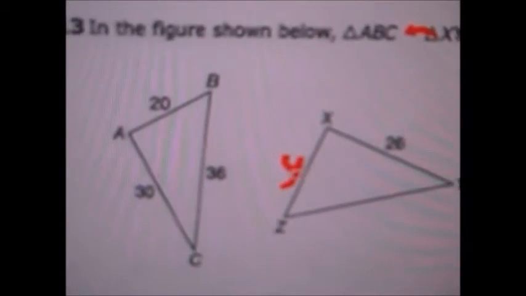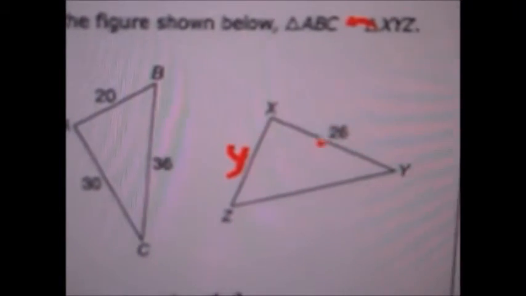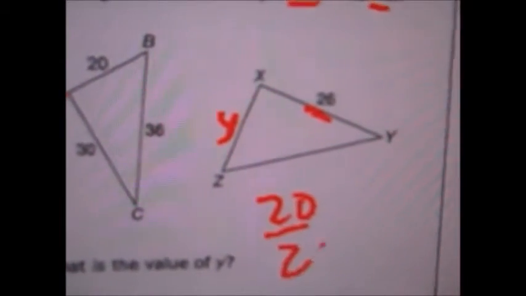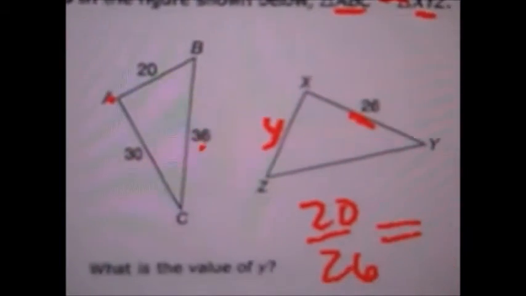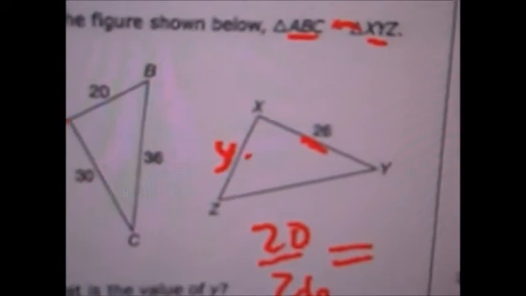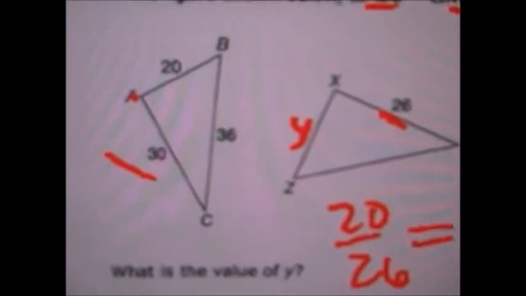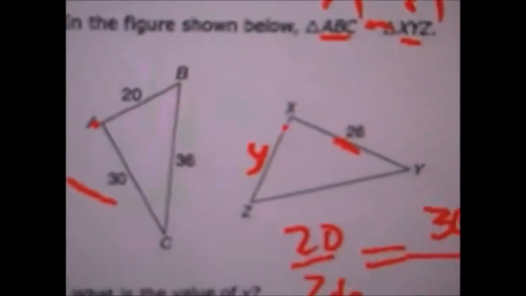This symbol right here means triangle ABC is similar to triangle XYZ. That means to find the missing measurement Y, set up a proportion. X and Y go with AB. So here's AB, 20. 20 over 26 equals, okay, you started with 20 from this triangle, so you use another measurement from this triangle that corresponds with XZ. XZ goes with AC. That means this one, 30 over Y.